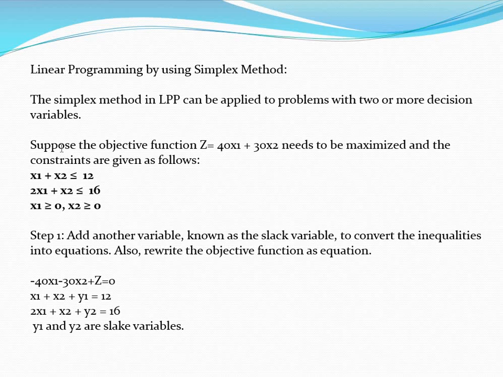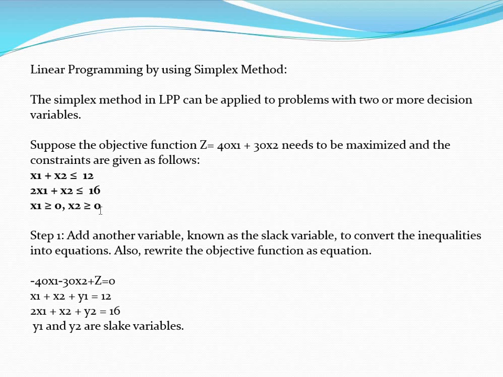Suppose let us take one example. Let the objective function be z is equal to 40x1 plus 30x2, and in this example we have to maximize. It needs to be maximized and the constraints are given below. The constraints will be x1 plus x2 less than or equal to 12, 2x1 plus x2 less than or equal to 16, and always x1 and x2 decision making variables should be greater than or equal to 0.